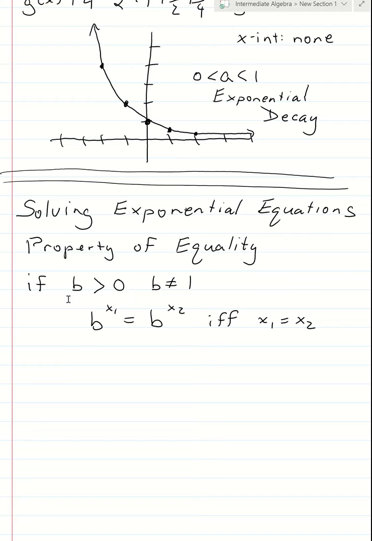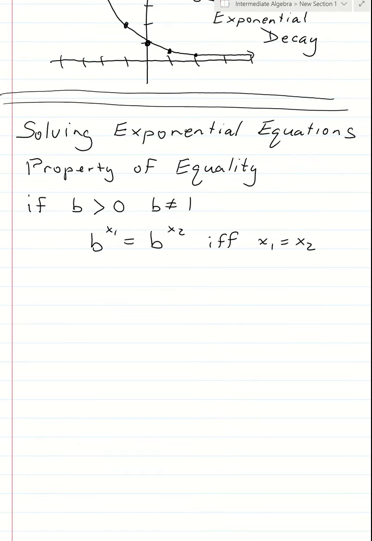The property of equality tells us if our base number is a number greater than 0, has to be a positive number, and not equal to the number 1, then b to the x sub 1 power is going to equal the same base to the x sub 2 power if and only if x sub 1 equals x sub 2. Let's take a look at how we can use this property of equality to solve exponential equations.